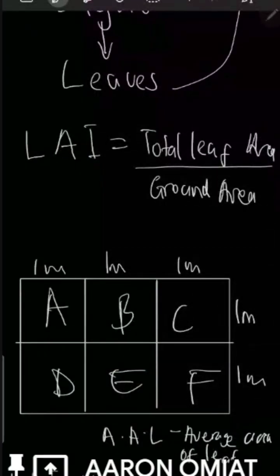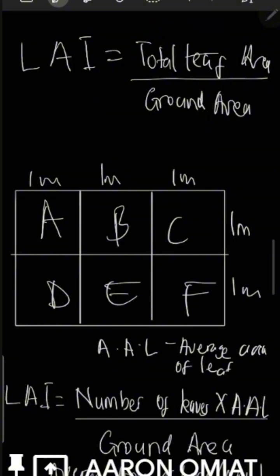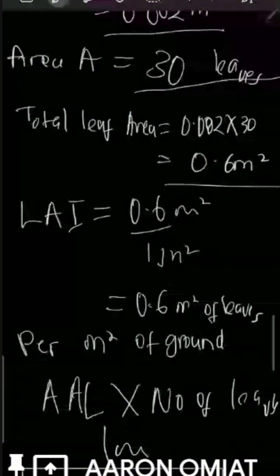There are many ways to do it. I've demonstrated one, but you don't need to know it. In simple terms, you can go to 1 meter squared, get all the plants, cut off their leaves, and measure the area, maybe by counting squares because they're irregularly shaped. Then you get the total leaf area divided by the ground area. And with that, you're able to find your leaf area index.